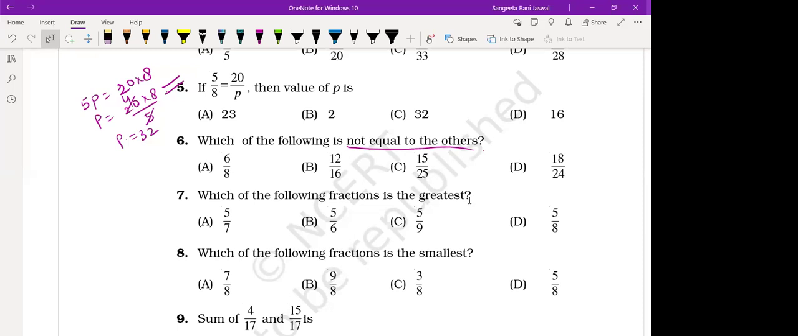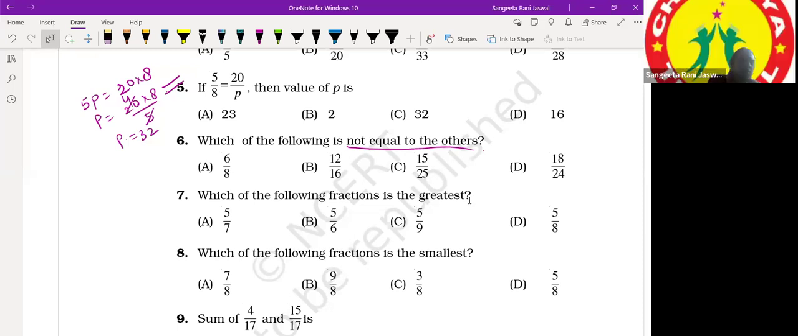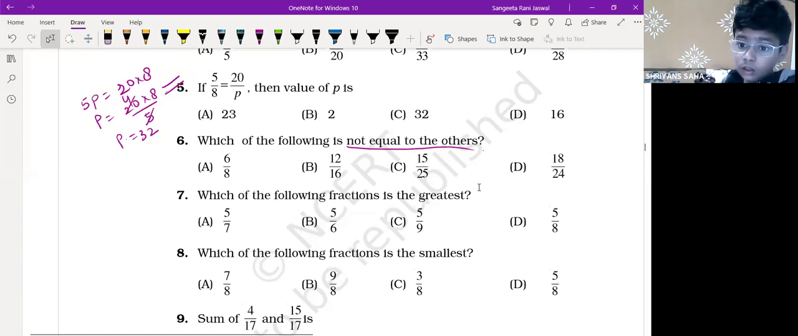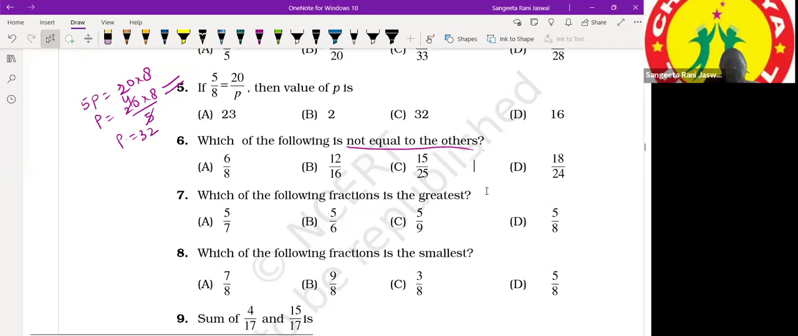I got the answer. Okay, tell me which one? C. 15 by 20, 15 by 25. See, when you take the lowest form of each of these, they are all the same. So this one is the one which is different.